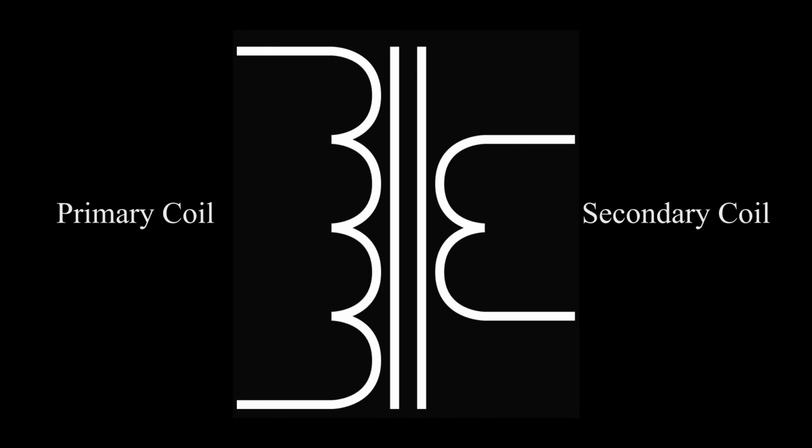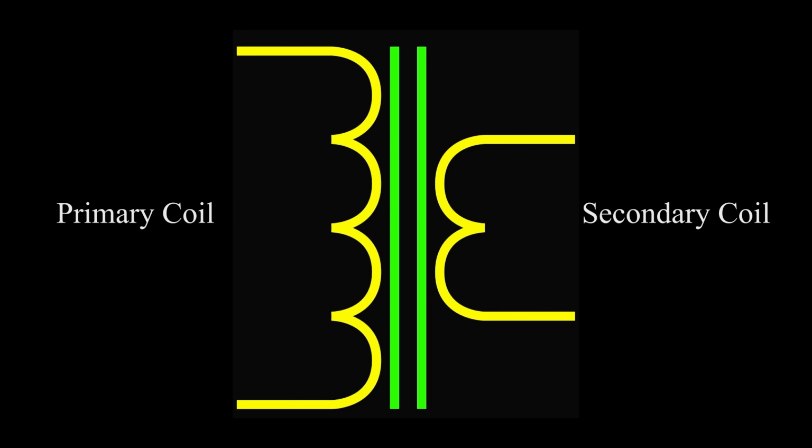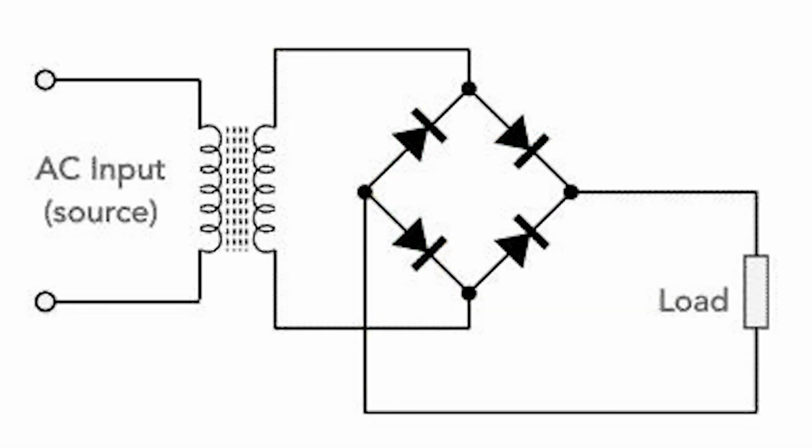The primary coil has more wire than the secondary coil. When we pass current through the primary coil, it creates an electromagnetic field between the two coils. The secondary coil then picks up that electromagnetic field, but it's only a percentage of that magnetic field and reduces the voltage. So that's it. We've got everything we need. We have our AC power source. We have our step-down transformer. We then have our bridge wave rectifier, which provides us with a DC current.